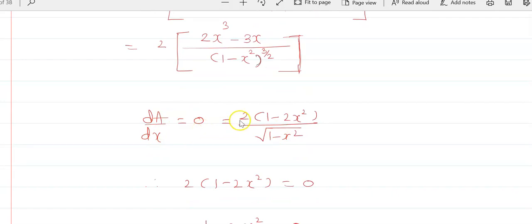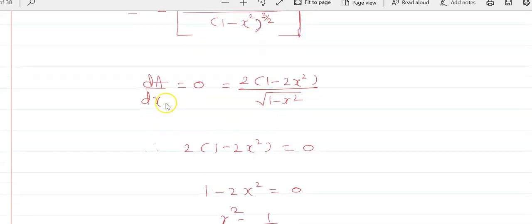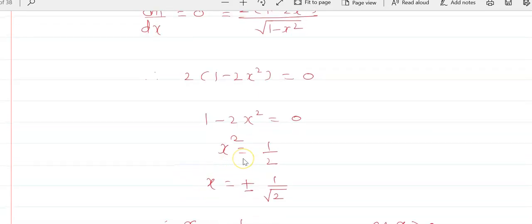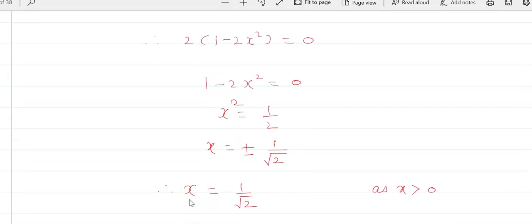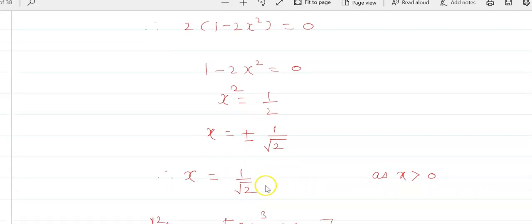Now dA/dx is equal to 0, that is, 2(1 minus 2x square) upon square root of (1 minus x square). Therefore, the first derivative is equal to 0 to find the value of x. So 1 minus 2x square is equal to 0, x square is equal to 1 upon 2, and the value of x is equal to plus or minus 1 upon root 2. Therefore, x is equal to 1 upon root 2 as x is greater than 0.